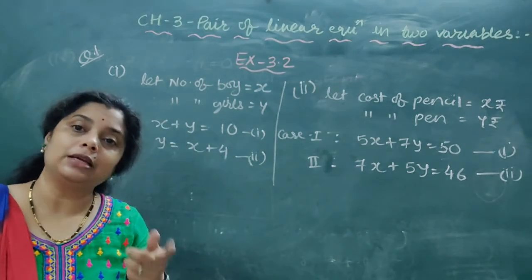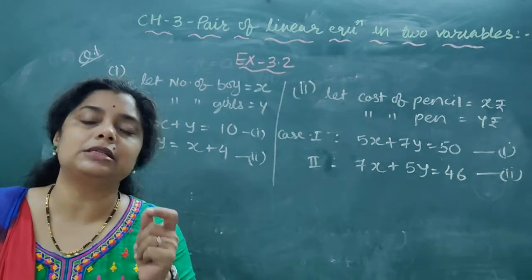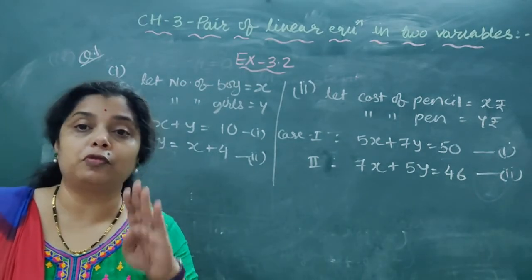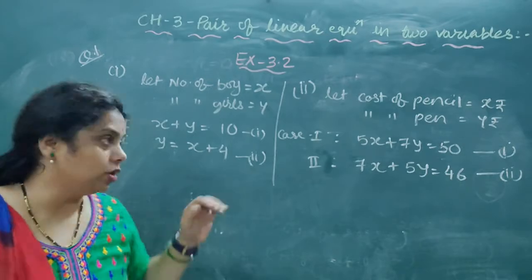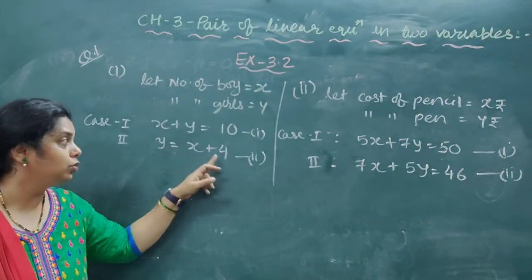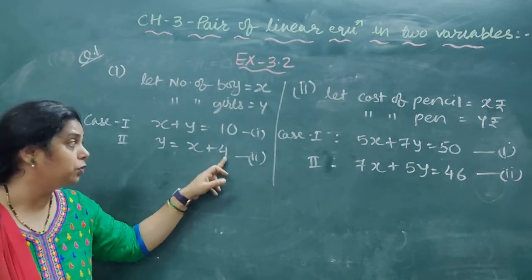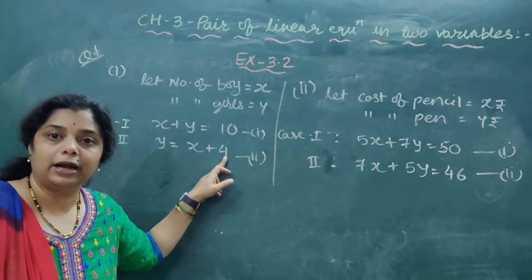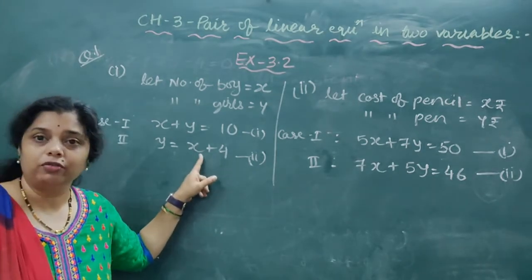And in the second sentence it is given that girls are 4 more than the boys. So we assume that y is the number of girls. So y is equal to 4 more, it means we have to add 4 to the number of boys.